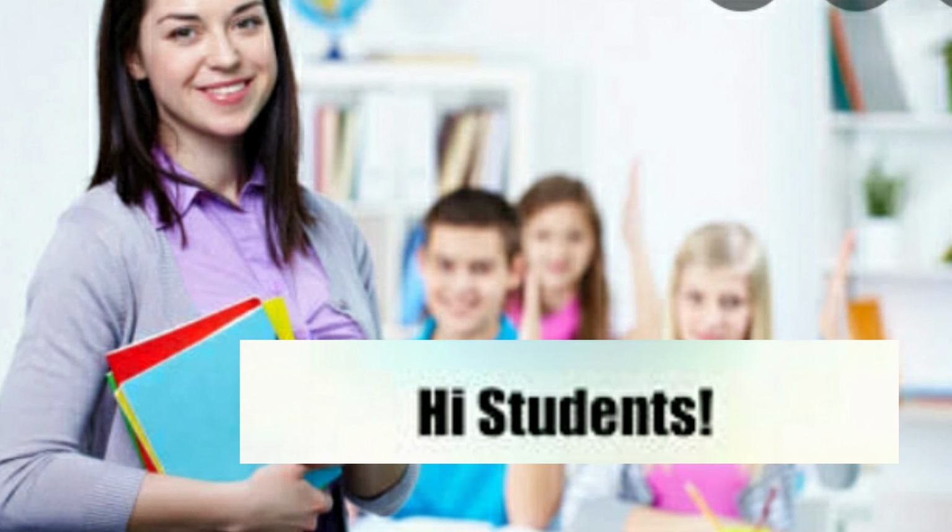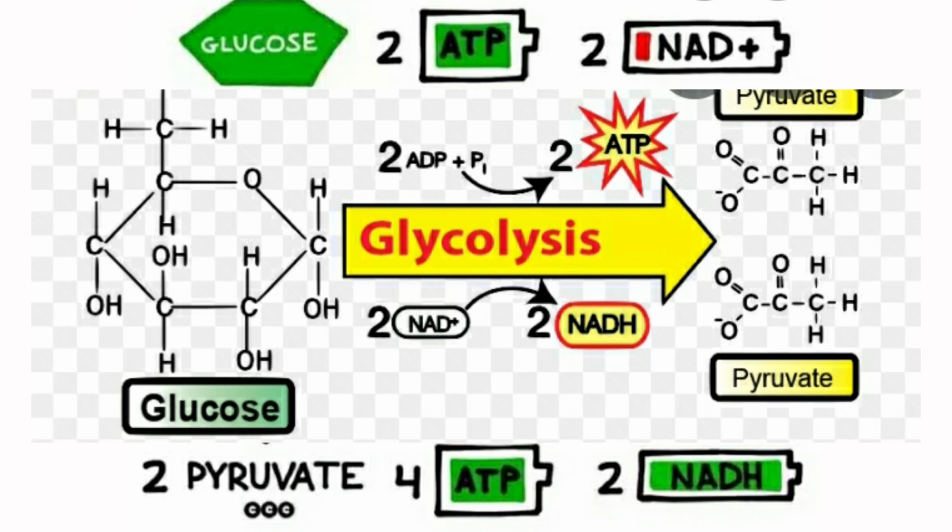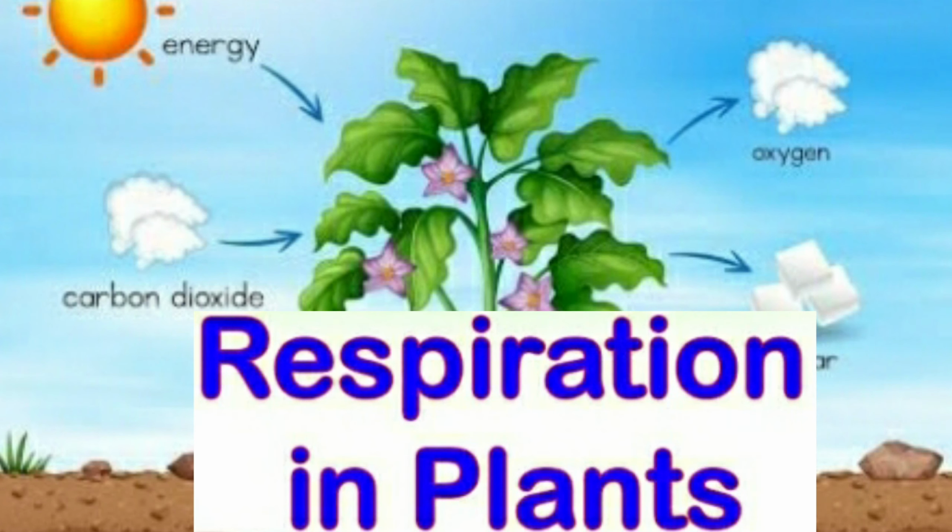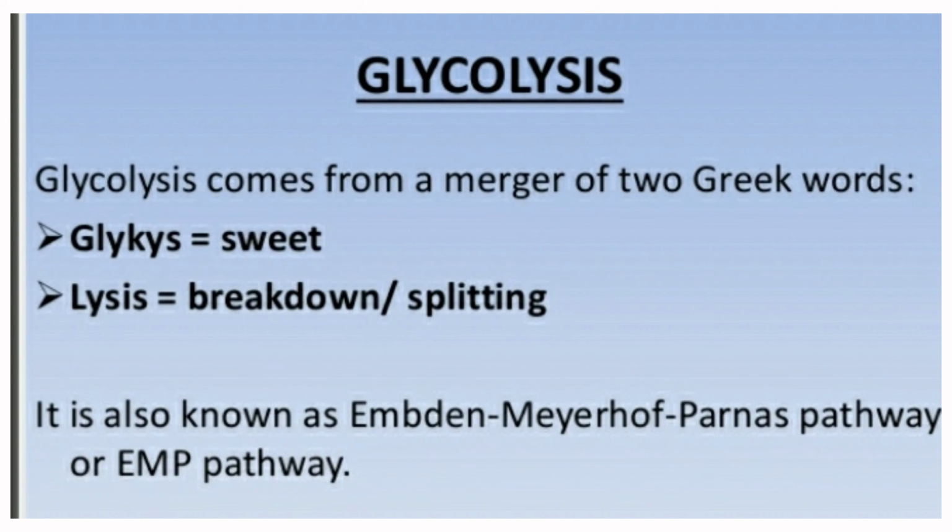Hi students, in this video we shall learn about glycolysis from the lesson Respiration in Plants. So what do you mean by glycolysis? Glycolysis is derived from two Greek words, glykos which means sweet and lysis means breaking down or splitting. It is also known as Embden-Meyerhof-Parnas pathway or EMP pathway.